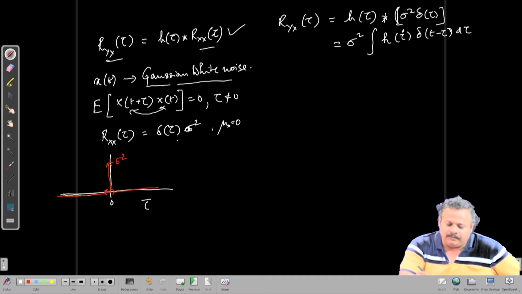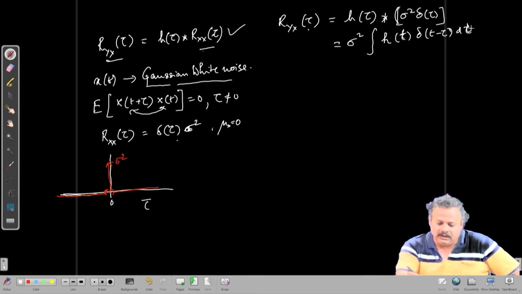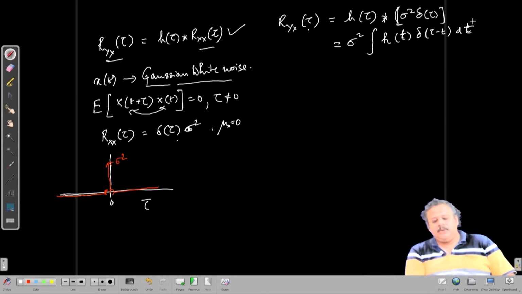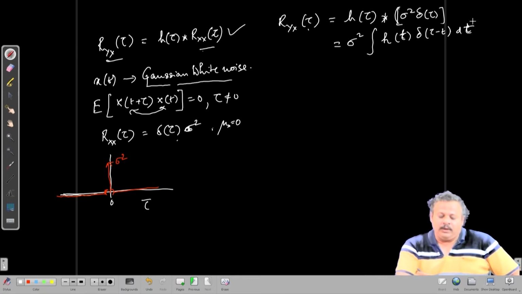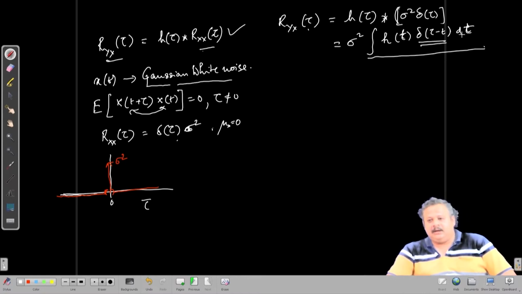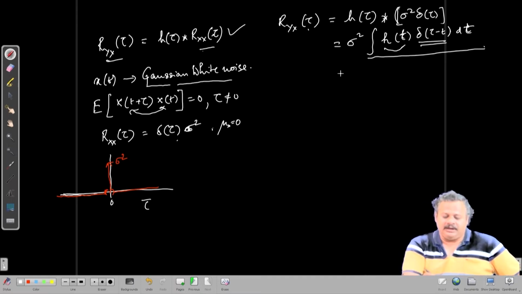So, we have changed the variable to t now. Because this is tau, we need to have this t here, and we will have tau minus t dt. So, the integral of h(t) delta(tau minus t) dt, we showed from the property of the Dirac delta function, is simply the value of the function h(t) evaluated at the point where the argument is 0, that is at t equal to tau. So, that means this simply becomes sigma square h(tau).